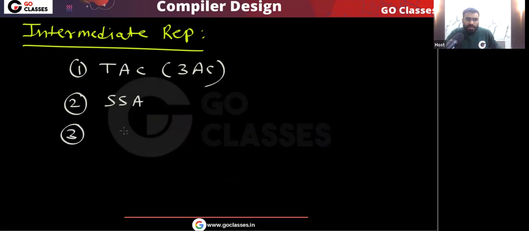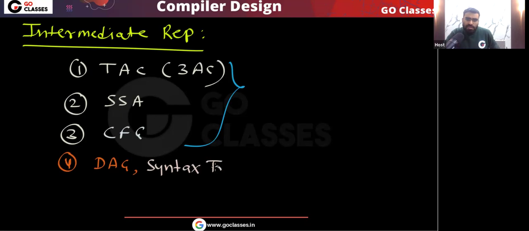Now, today we will study another very important one, that is the control flow graph. These are very important intermediate representations. There are some others that we will study, for example, DAG and syntax tree. These are also important, but the most important are three address code, static single assignment, and control flow graph. Of course, DAG is also important, so this we will also study.